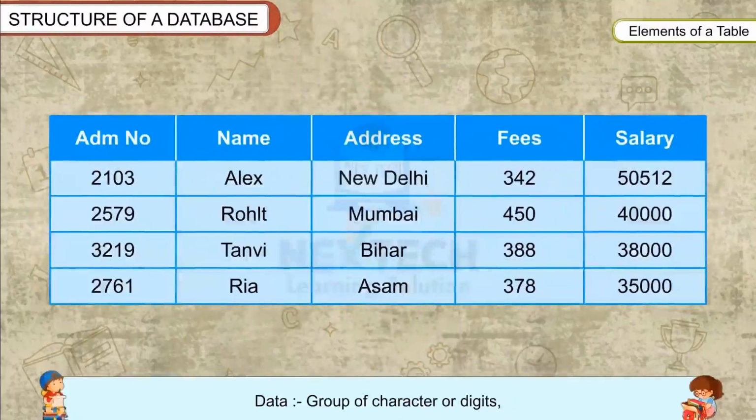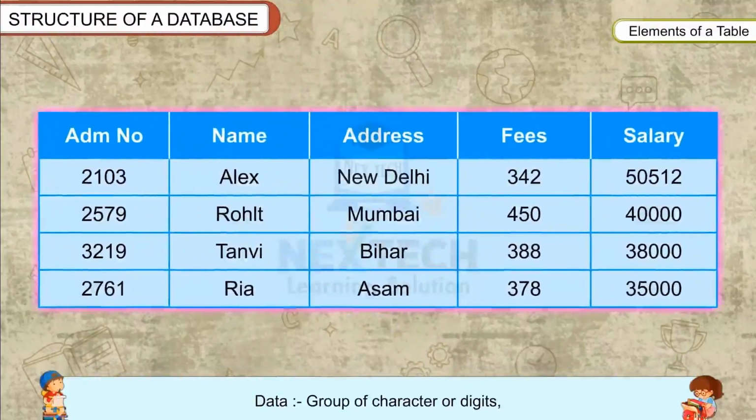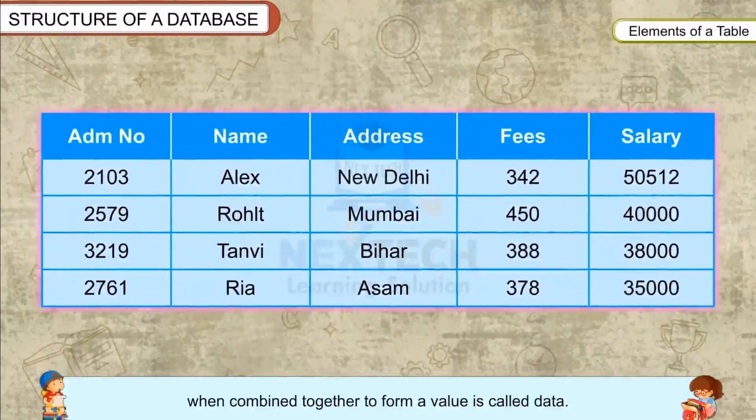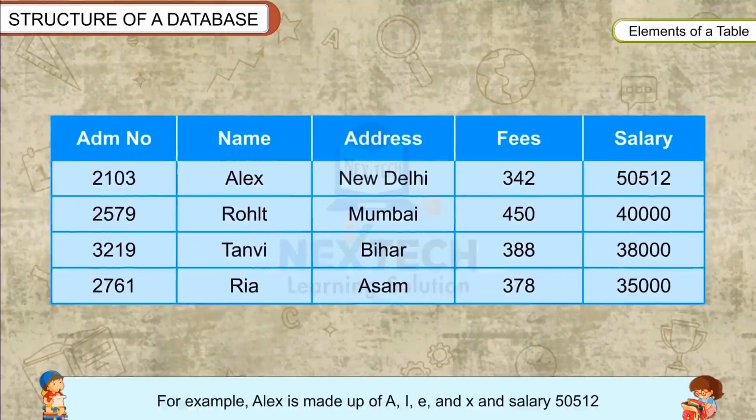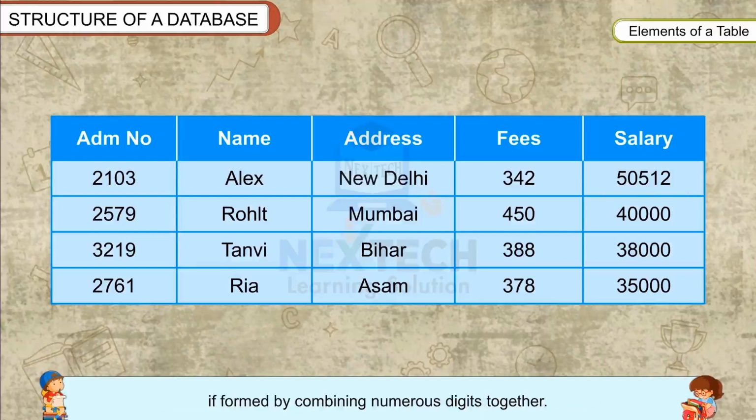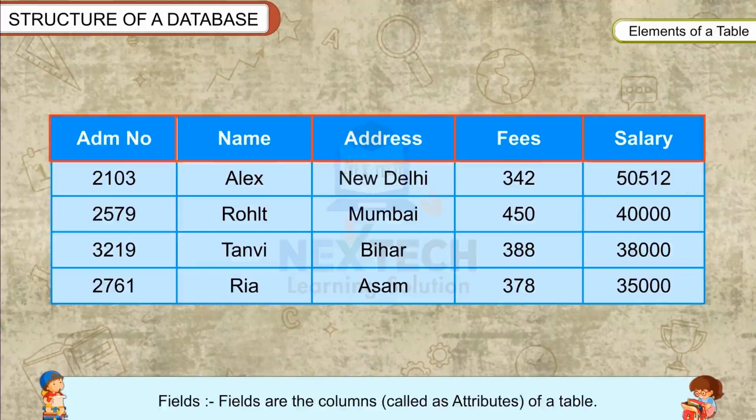Elements of a table. Data: a group of characters or digits which, when combined together, forms a value, is called data. For example, Alex is made up of A, L, E, and X, and salary 50512 is formed by combining numerous digits together. Fields. Fields are the columns, also called attributes, of a table.